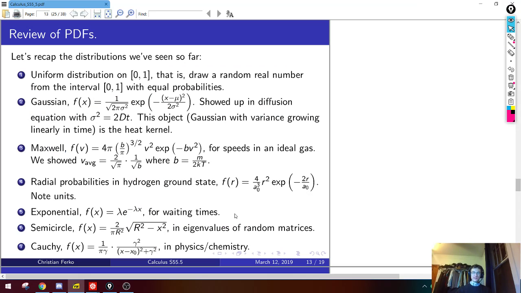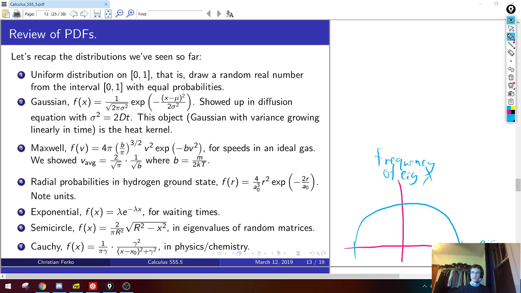And the answer that you're going to find is something called the semicircle distribution. So the semicircle distribution is basically just, on the x-axis, here are all of the different eigenvalues lambda, and then on the y-axis is the frequency, or the probability, if you will, of the eigenvalue lambda. You will find something which looks roughly like a semicircle with some radius r, which you will find in Python.